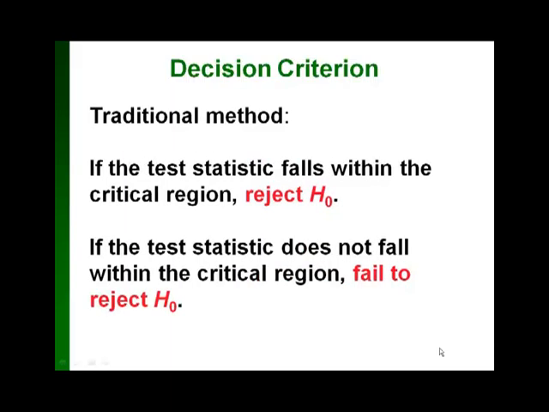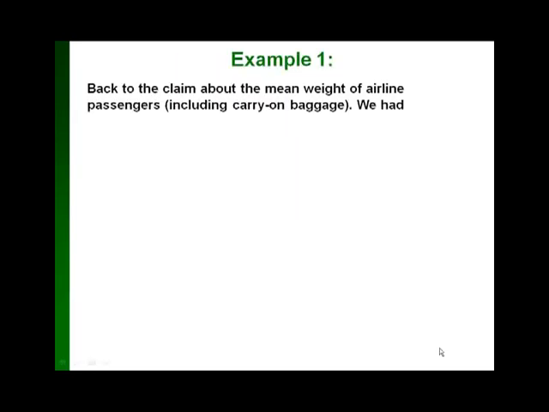If we're using the traditional method, then we would find our critical values and draw a picture, shade in our critical region. Then we look at our test statistic. If the test statistic would be in the critical region, our conclusion is to reject the null hypothesis. If the test statistic is not in the critical region, then we fail to reject the null hypothesis. Let's look at some examples.